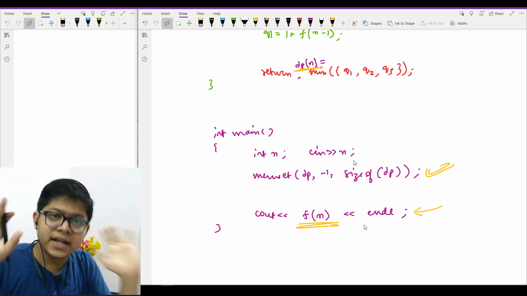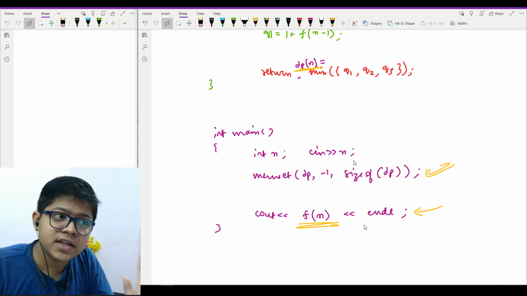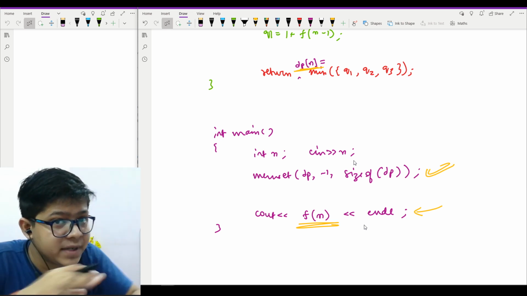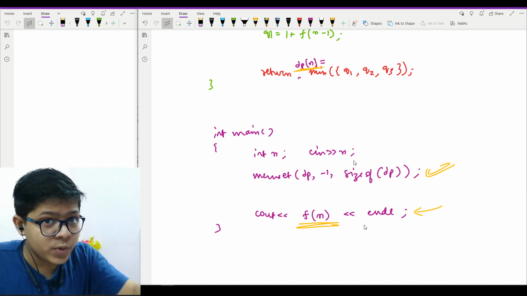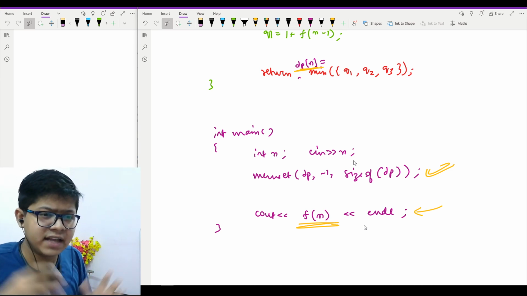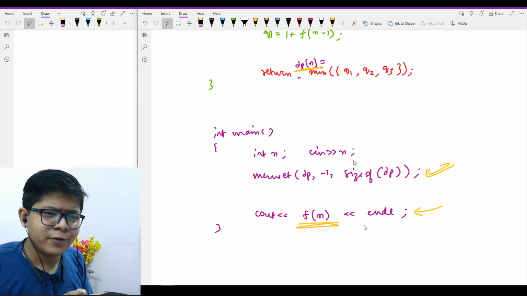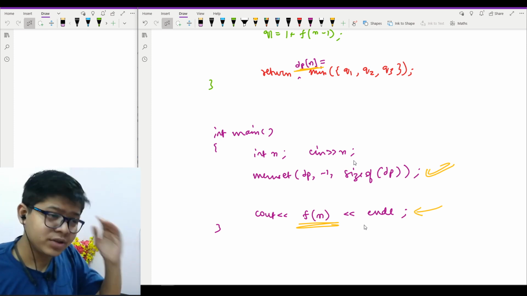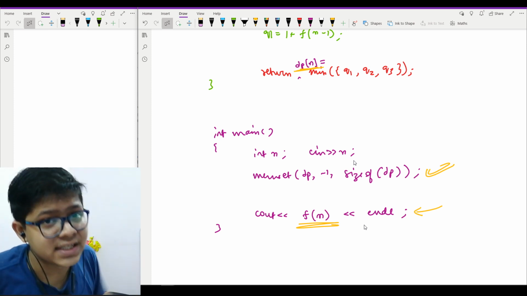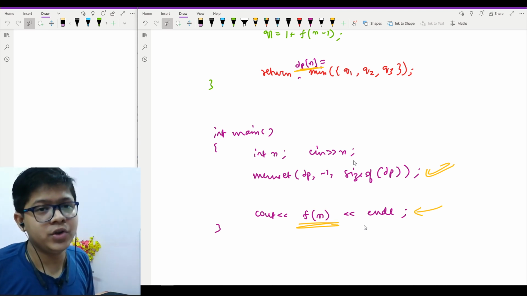Although I am again saying that for many questions recursive code is pretty easy. For this question, recursive code is pretty easy, and I will highly recommend you to write the recursive code rather than the bottom up code. But for a few questions, you should know how to think in a bottom up way as well, because that will help you in your CP.